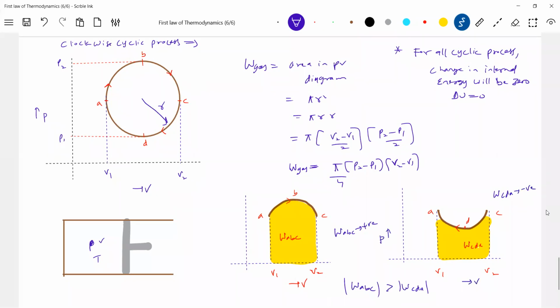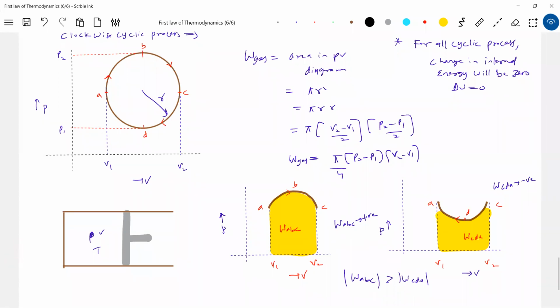Volume decreases. You can ask a question. As it moves from A to C, volume increases. As it moves from C to A, the volume decreases along the path CDA. So therefore, the work is negative. So definitely the higher positive value minus the lower negative value, the resultant will be positive. So therefore, for a clockwise cyclic process, work done will be positive. Agreed? For counterclockwise, work done will be negative.